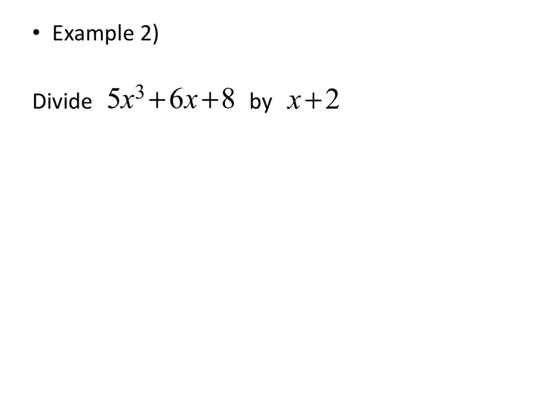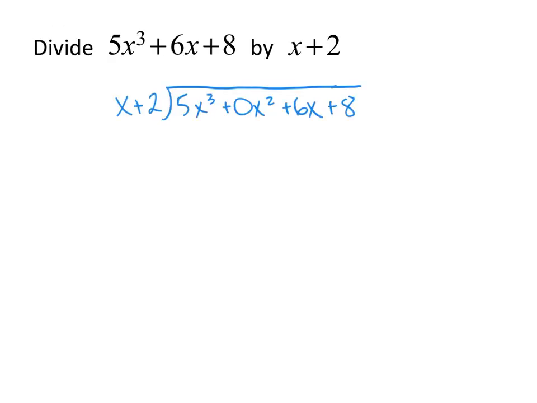I chose this example because it's missing the quadratic term, and I wanted to show you how to handle that. Notice I filled in a 0x squared term into my dividend. This will help me stay aligned as I do the long division. First thing we should ask ourselves is x times what is 5x to the third? That would be 5x squared.